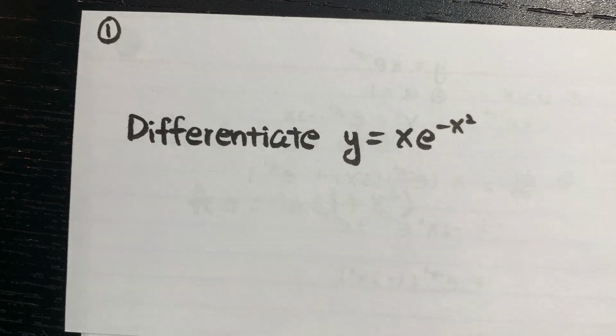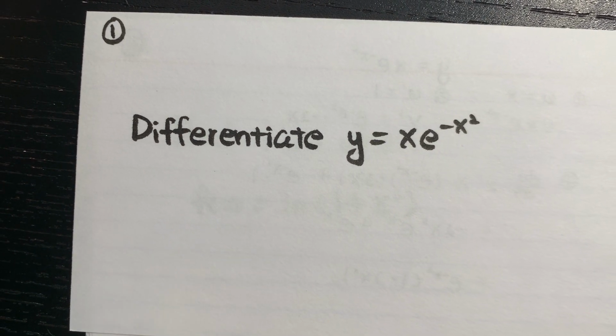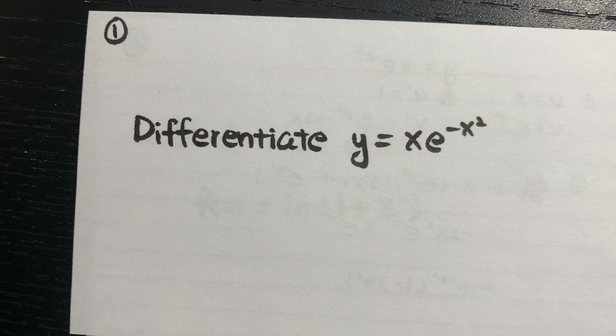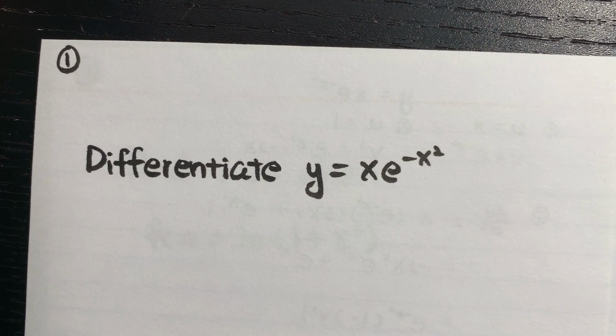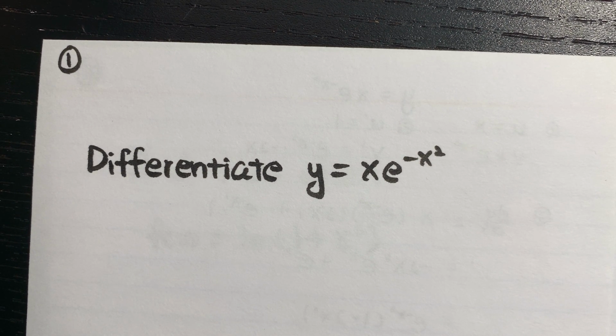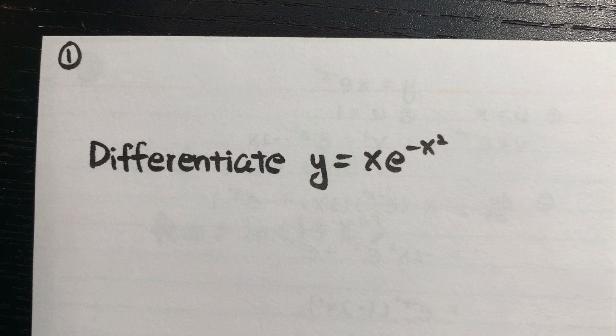So here's the first question for you guys. Differentiate y equals x times e to the power of minus x squared. Oh, it looks really difficult. But again, thinking step by step, use and combine different rules and apply them, and you'll figure it out. Pause the video and try to do it.